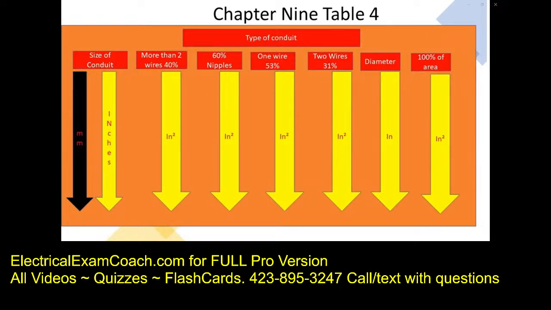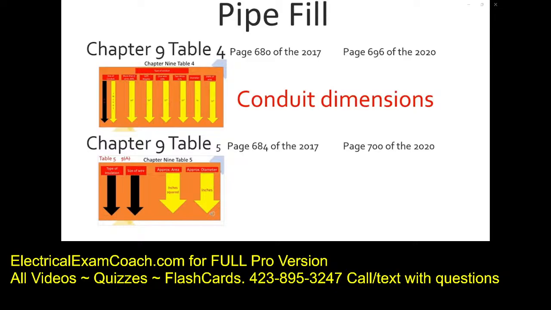Let's get to it. Now that we've learned all about Chapter 9, Table 4, and that it's all about conduit dimensions, now let's head to Chapter 9, Table 5, and let's learn about the conductor dimensions. Just like with box fill, each conductor has a size that it is. It is a square inch size when you're dealing with pipe fill. And we're going to head over and find out how to find that square inch value. Then we know all we have to do is divide, just like we did in box fill.